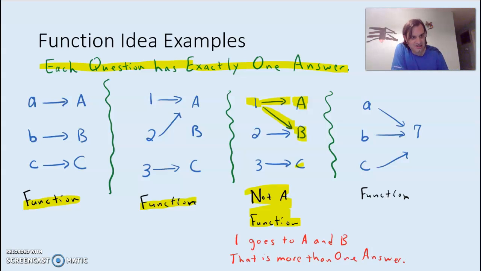So when we ask that question, there has to be one consistent answer. All right. The last one I have over here. A goes to 7, B goes to 7, C goes to 7. It's okay that every question has the same answer. That is a function. The only time we have a problem is when one question has multiple answers, or you plug something into your machine and you don't know what's going to come out. It could vary from time to time. So that's trying to clear up when you don't have a function.